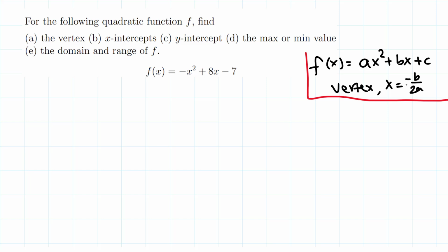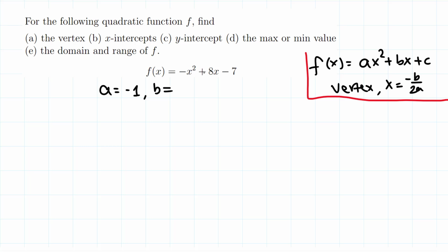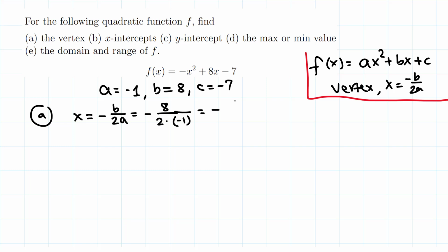the x coordinate of the vertex is given by negative b over 2a. For this particular function, a is negative 1, the leading coefficient, b is 8, and c is negative 7. So in part A, for the vertex, the x coordinate is negative b over 2a, that's negative 8 over 2 times negative 1. Negative 8 over negative 2 is positive, so 8 over 2 is 4.